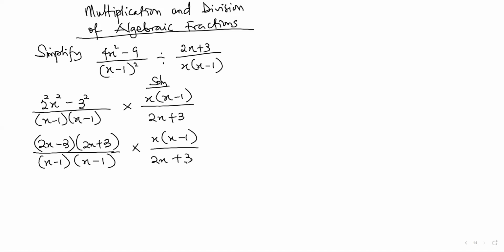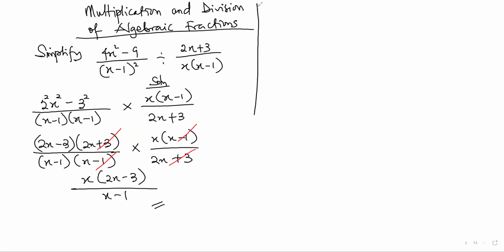So now we can cancel. 2x plus 3 will cancel 2x plus 3. x minus 1 will cancel x minus 1. Even x will cancel. I think that's all right. Okay, so we are left with x times (2x minus 3) divided by x minus 1. So that's all.